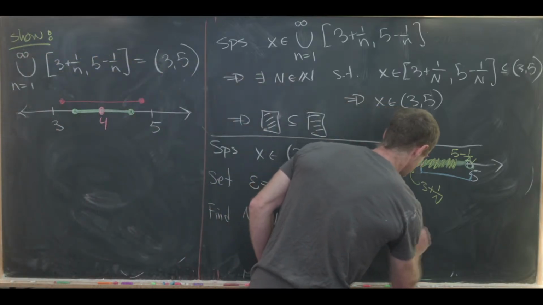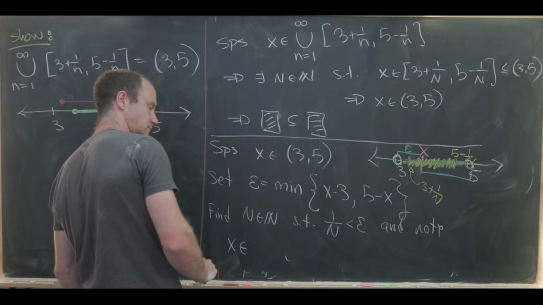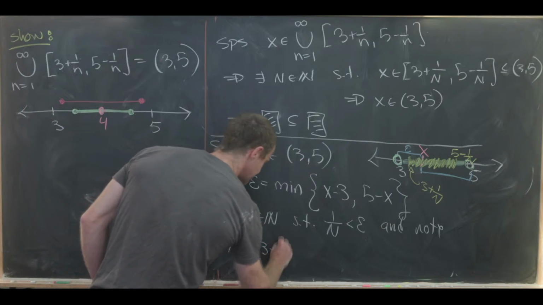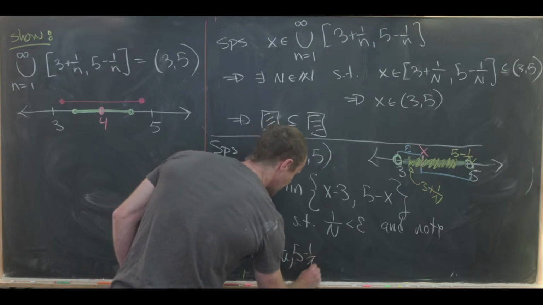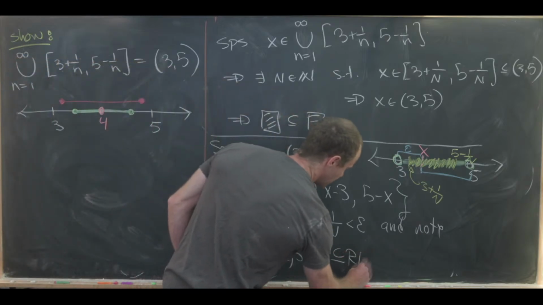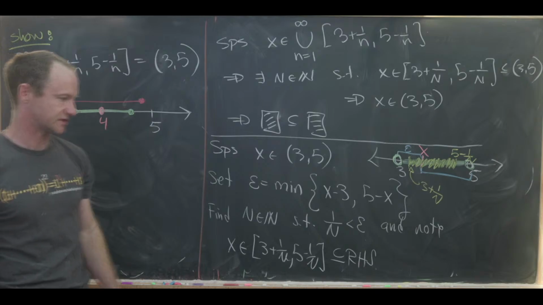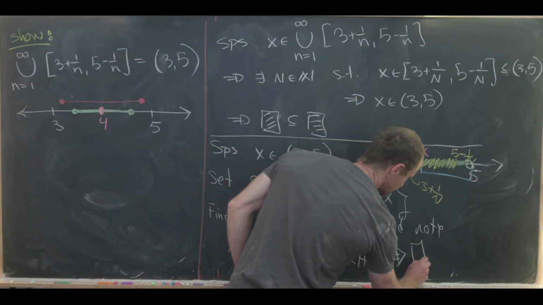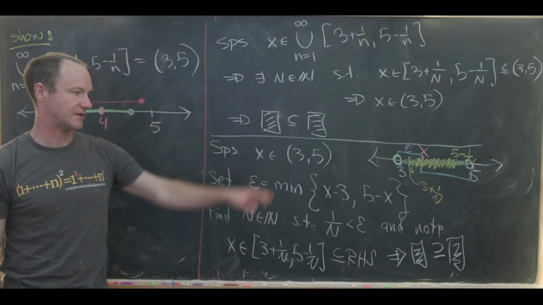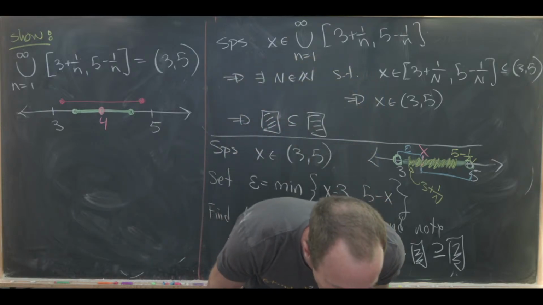So maybe notice that x is in, let's see, 3 plus 1 over n, 5 minus 1 over n by our construction there. But that's going to be a subset of the whole union, just by definition of subset and how a union is constructed. But that gives us the other inclusion. So I'll just put a box. So we just proved this inclusion, the reverse inclusion. So by those two inclusions that we proved, these two sets are the same. Okay, good.